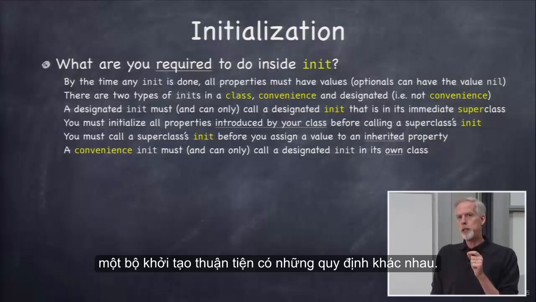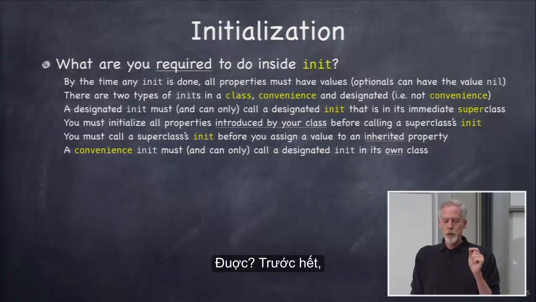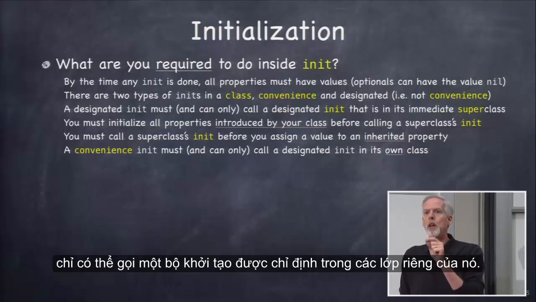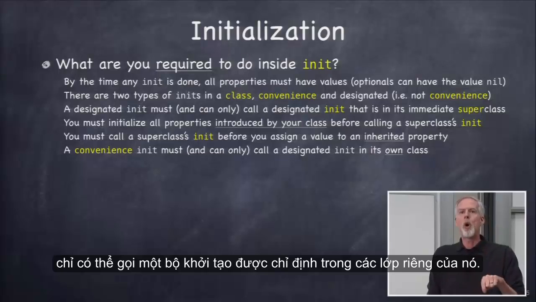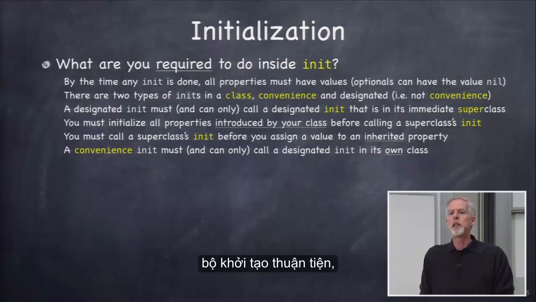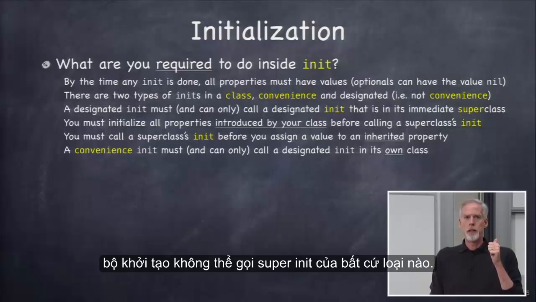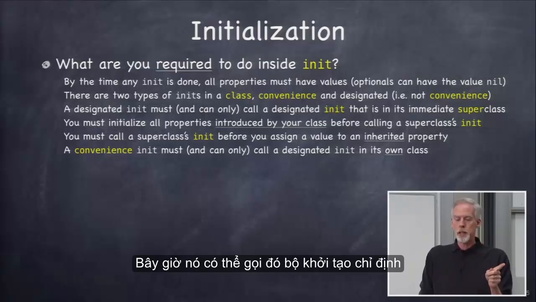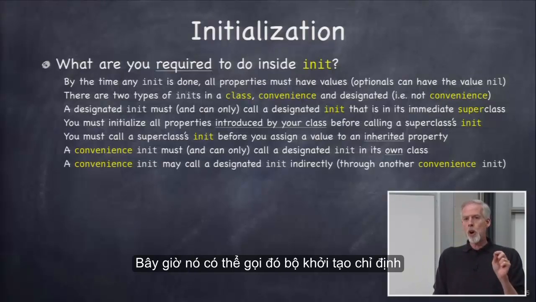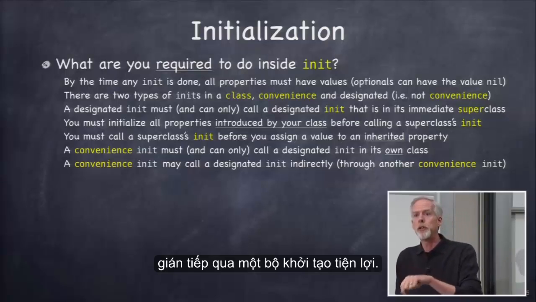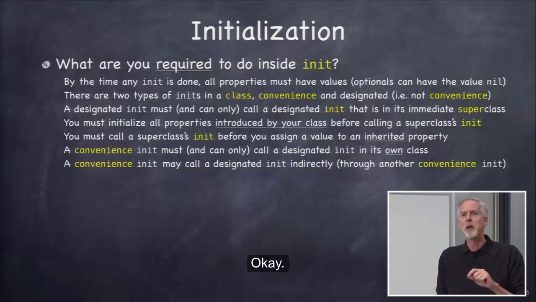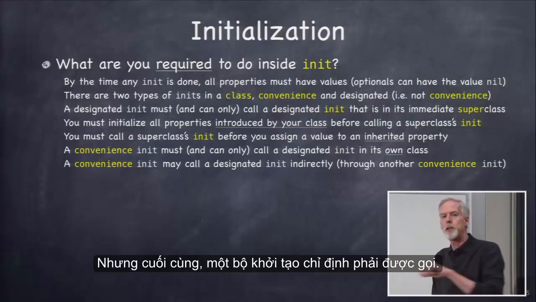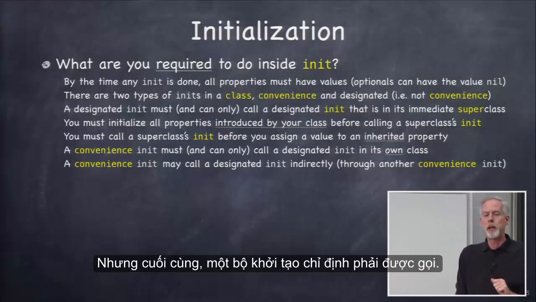Now, a convenience initializer has different rules. First of all, a convenience initializer must and can only call a designated initializer in its own class. A convenience initializer cannot call super init of any kind, and it must call a designated initializer. It can call that designated initializer indirectly through another convenience initializer. One convenience initializer could call self on another convenience initializer, which could call a designated initializer, but eventually a designated initializer must be called.